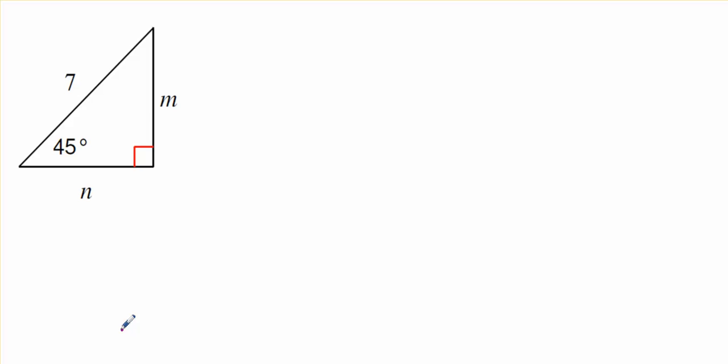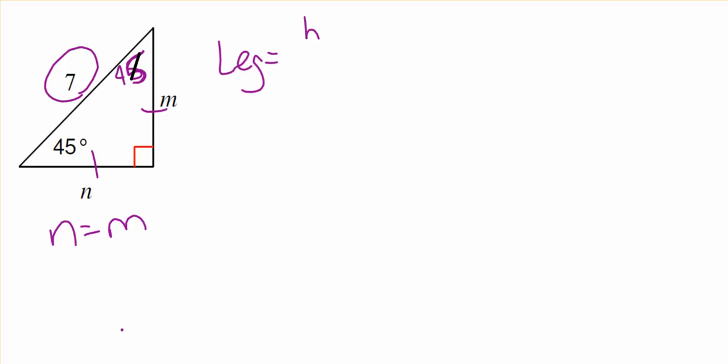This is a 45, 45, 90. And again, we are given the hypotenuse. We need the legs. N is going to equal M because it is an isosceles 45, 45, 90. That's a 5, not an 8. Okay, these are congruent. So we are given the hypotenuse. We know that if we were given a leg, we would multiply by the square root of 2 to get the hypotenuse. Since we're given the hypotenuse, we're going to divide by the square root of 2 to get the leg.